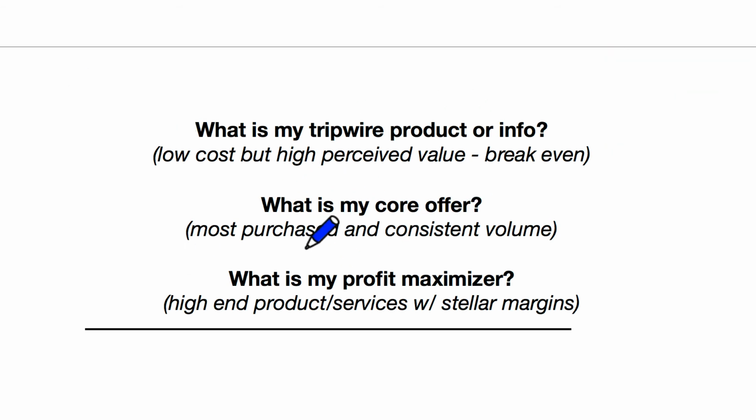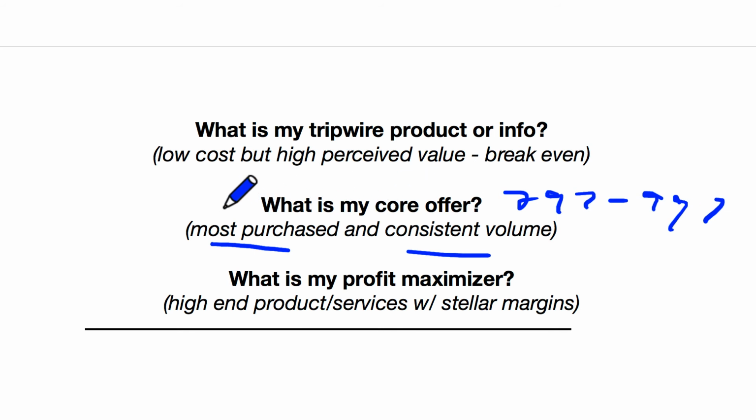Then what is your core offer? This is just your most purchased, most consistent product or service or offer. Maybe it's affiliate offers, maybe it's something that you've created, whatever it is, but it's what people are going to purchase the most at the most consistent volume to become profitable. And this should be at least, like I said, $297 to $997.